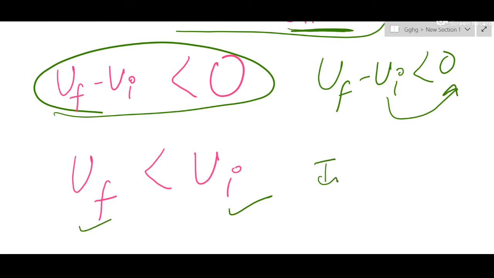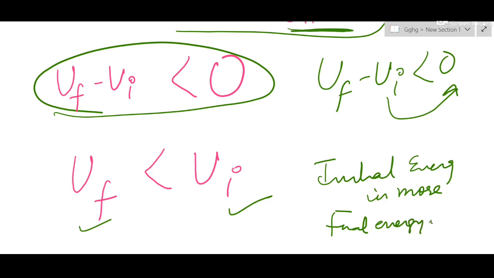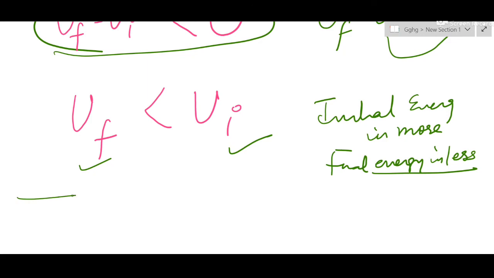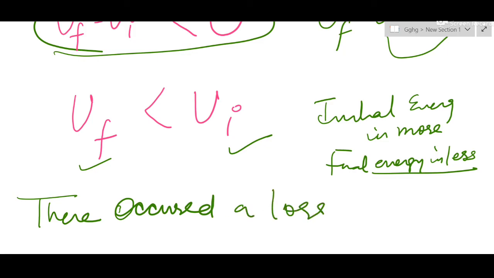It means initially the energy was more, initial energy is more, final energy is less. If finally the energy is less, what has occurred? There occurred a loss in energy, that's all. This is the way we will prove it. There occurred a loss in energy. It is an important topic, kindly prepare.